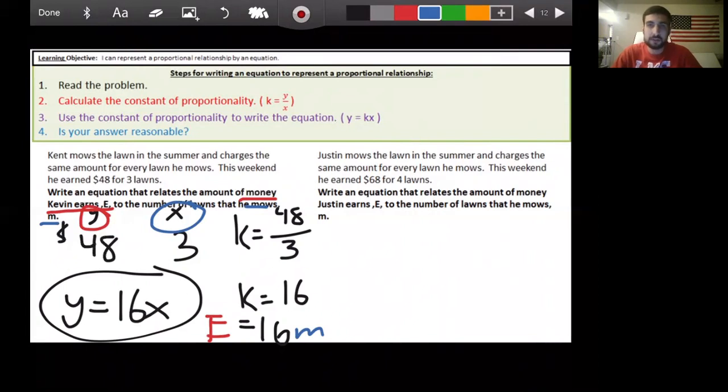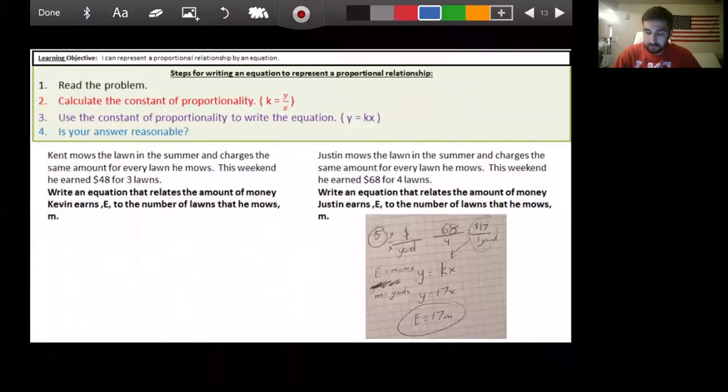So go ahead and pause your video and work on the one on the right. And we should have got E is equal to 17M, meaning he's charging $17 per yard that he mows.